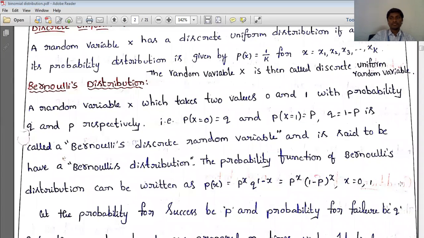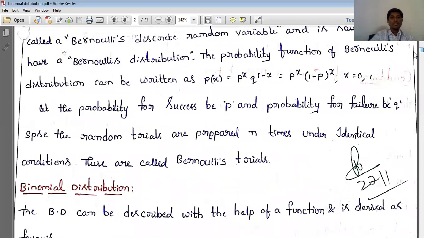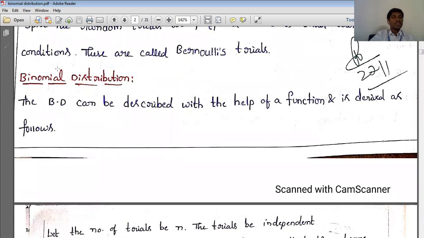And next, p plus q. Suppose the random variable is repeated n times under identical conditions. These are called Bernoullian trials. Okay, so that is only for one time. So if we repeat that experiment n times under identical conditions, okay, conditions are the same, then we'll say that those trials are Bernoullian trials. And next, binomial distribution.